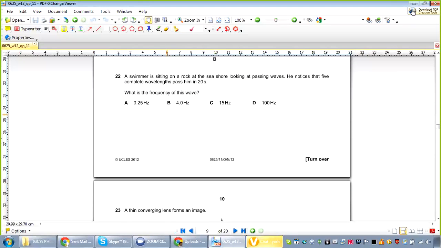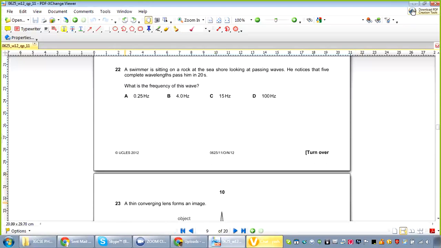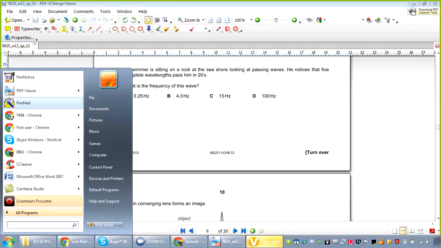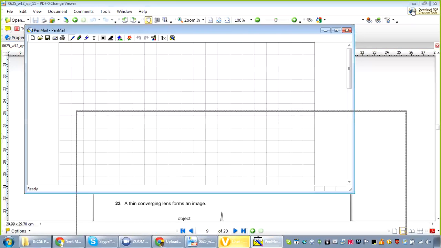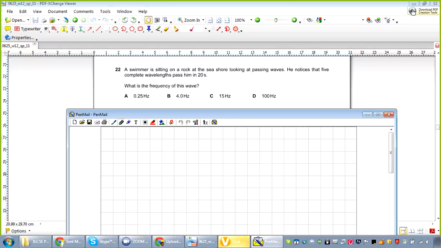For hertz, what is the definition of frequency? It is the amount of... 1 minute. Frequency definition. This is what? Yeah, number of waves over here. So this will be what? So it'll be V equals F lambda, no?